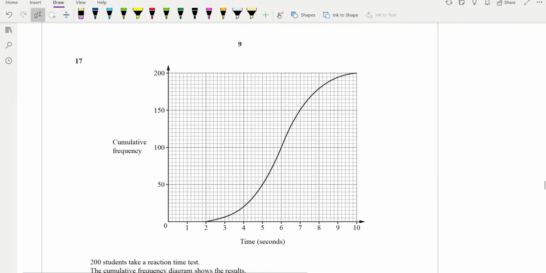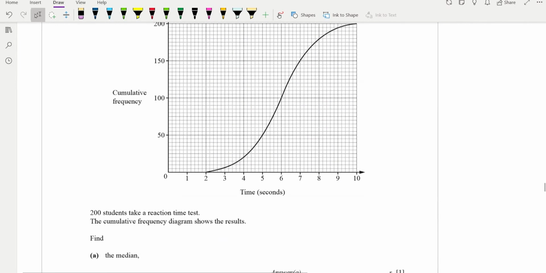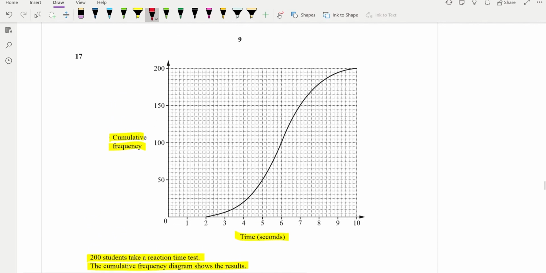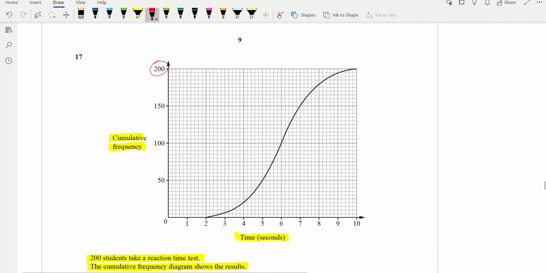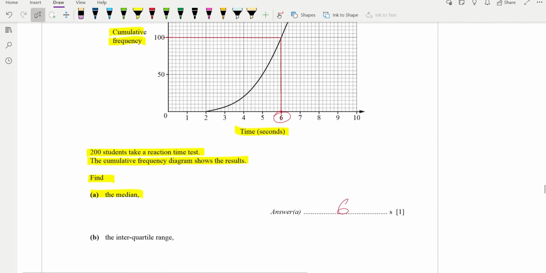It's one more question. Now question number 17, this is cumulative frequency. This side is cumulative frequency, this side is time in seconds. 200 students take a reaction time test. The cumulative frequency shows the results, find the median. First of all, for the median we are checking the 50th percentile, and the 50th percentile for 200 will be 100, and we will check the reference for 100. If we check this reference, this is 6, so this will be the median. We can write over here 6.